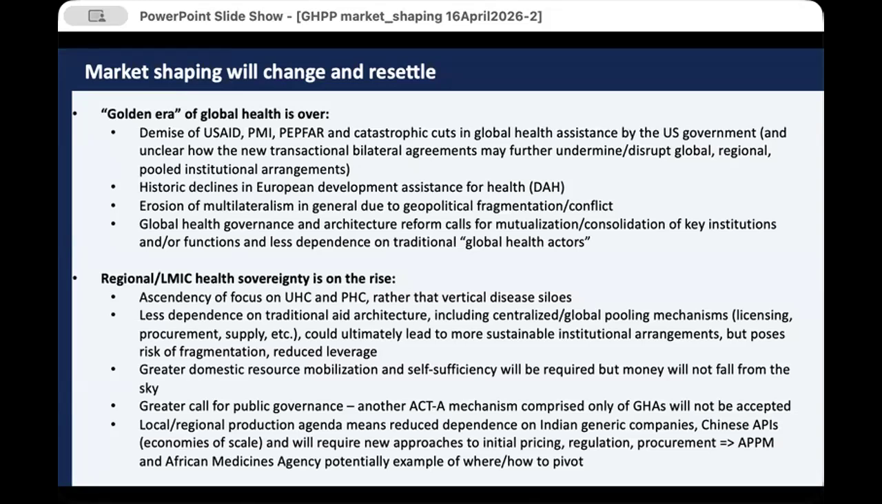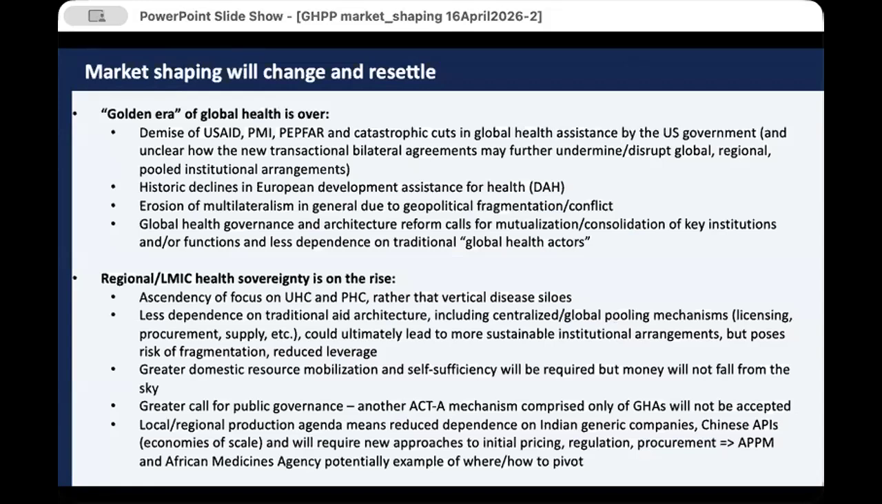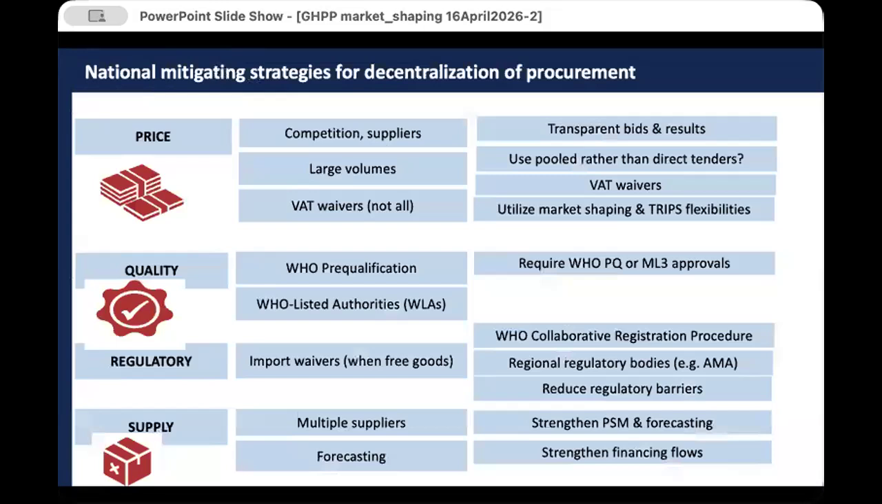There's still dependence, but the funding isn't there. But countries will be taking on, as I mentioned, some of their procurement power. That could ultimately lead to more sustainable institutional agreements and arrangements, especially, we have high hopes for the APPM. But what we might also see is, because money is not going to fall from the sky here, even though we all want to see greater domestic resource mobilization, potentially greater segmentation of the markets and higher prices, lower supply, and issues of quality. Can you go to that slide, Agrato?